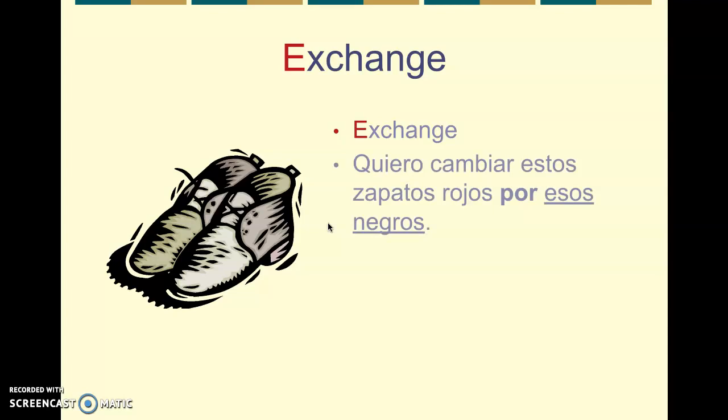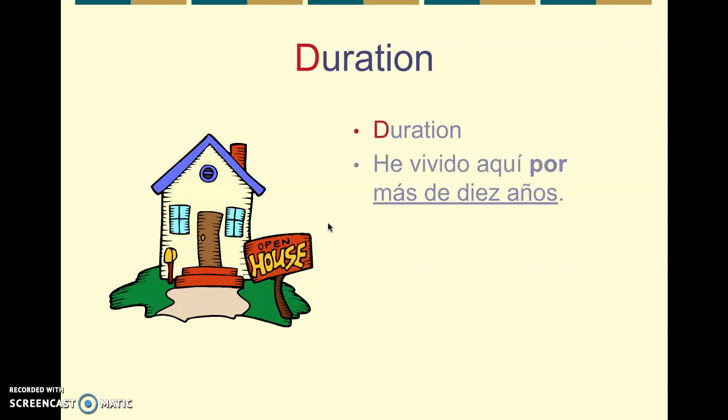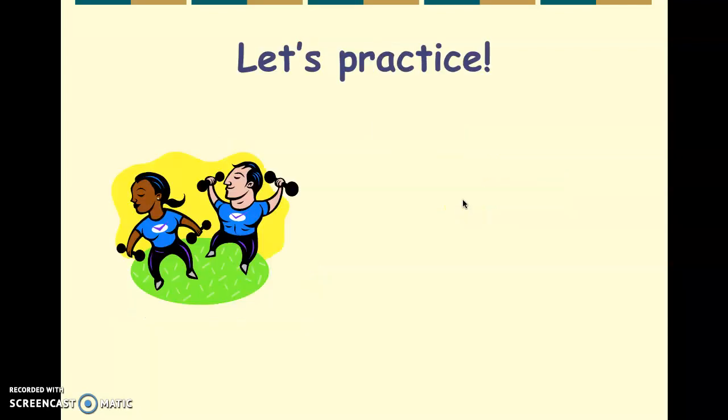Exchange. Quiero cambiar esos zapatos rojos por esos negros. Entonces, si vas a intercambiar, tienes que usar por. Duración, so otra vez números. Cuando hay números van a usar por. He vivido aquí por más de 10 años. ¿Notan ustedes de 10 años? Más que, more than, más de, more than, but más de is used with numbers. So más de 10 años.